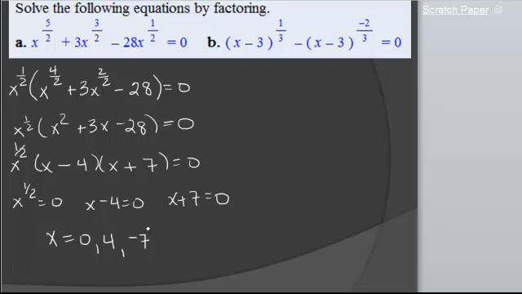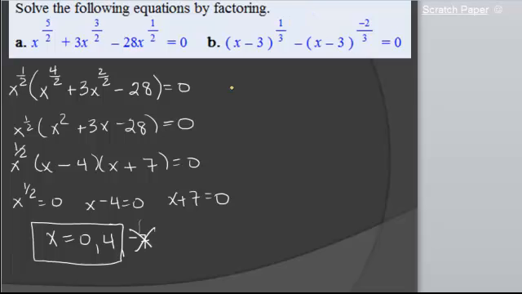Now on this particular equation, if you go back and check them, the negative 7 does not work. So this is not one of the solutions. It's an extraneous solution. So your solutions are 0 and 4. Okay, finally let's look at letter B. For this one, I think maybe we should try to make this equal to 1.